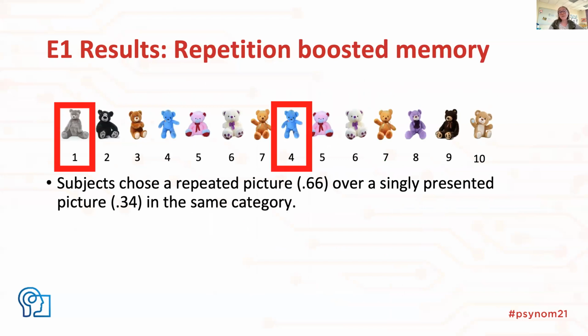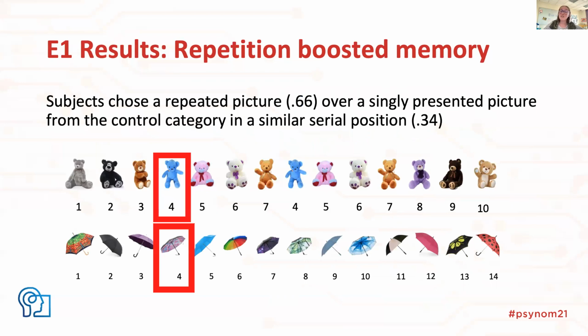Third, to confirm that repetitions boosted memory for repeated objects, we compared memory for a repeated object when it was paired with a non-repeated object. Subjects chose the repeated picture 66% of the time. Again, confirming that repetitions boosted memory for repeated objects, we compared memory for a repeated object when it was paired with a non-repeated object in a similar serial position from list B. Subjects chose the repeated picture 66% of the time again.